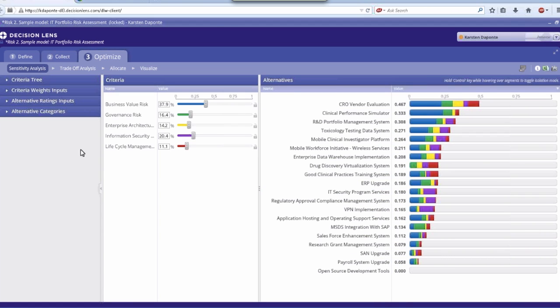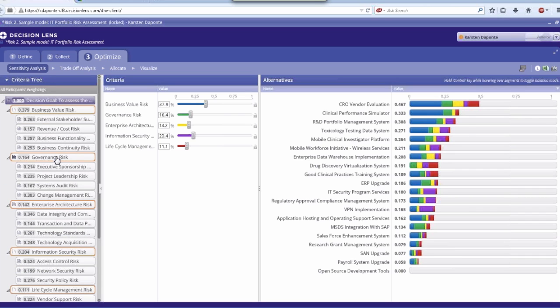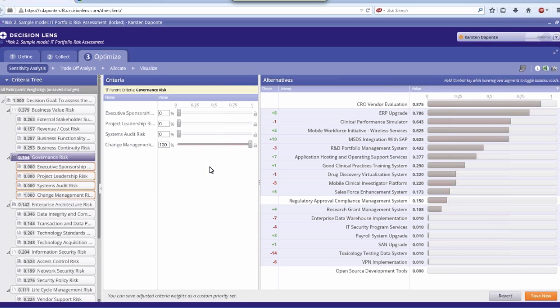Let's look at one more perspective within each of the risk areas. What if the CIO asked us which of the investments represented the greatest risk with respect to change management? I've maximized that criteria weight, so we're now armed to provide the CIO with that insight. Before we move on to the next modeling approach, let's take another look at the bubble plot view.